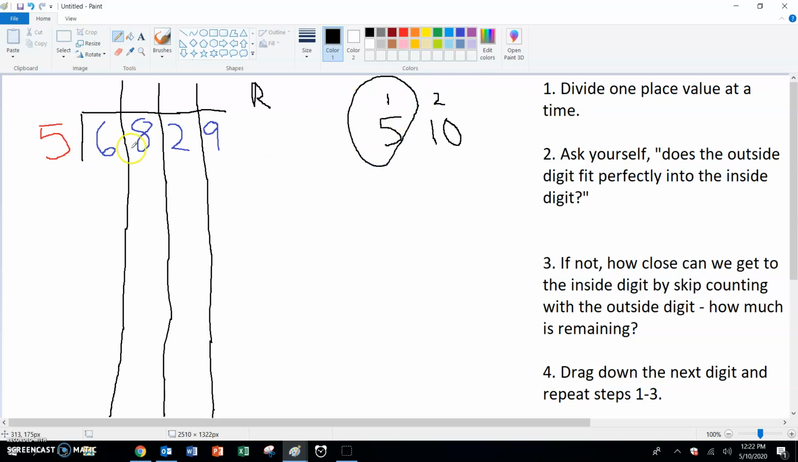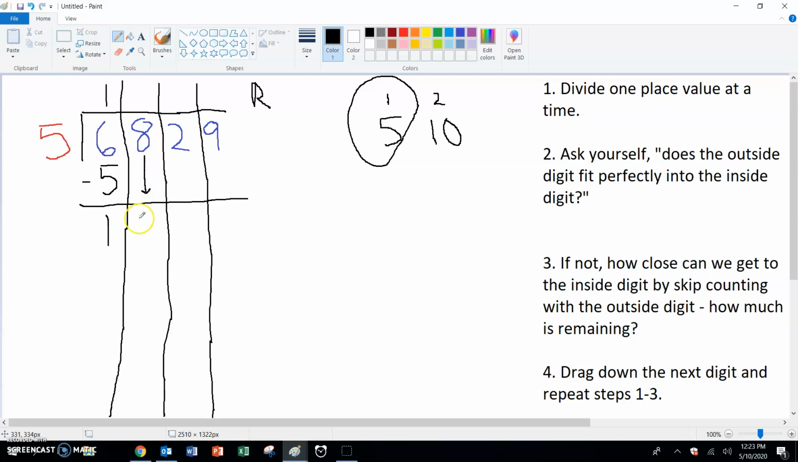5. The groups go on top, 1, and how close we get, 5, goes on the bottom. We find out how much is remaining by subtracting 5 from 6. 6 minus 5 is 1. Next step, drag down the next digit and repeat.